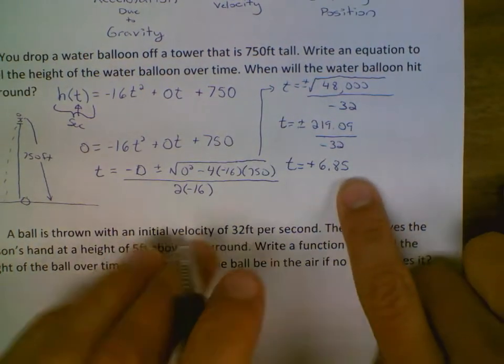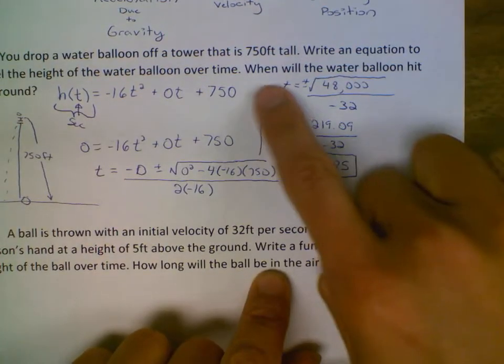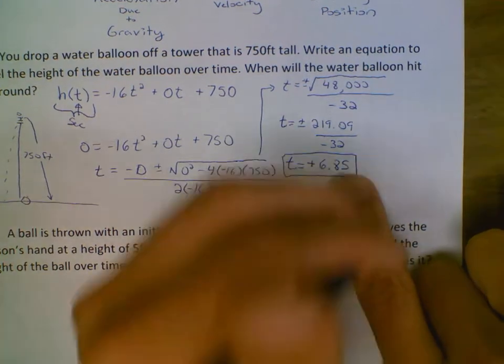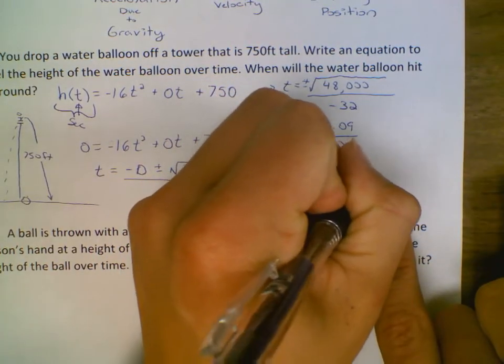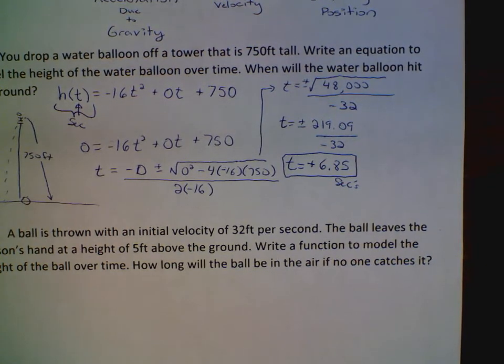Now, this is our time that it takes for it to hit the ground. So this is the answer to this problem. When will the water balloon hit the ground? It's going to be 6.85 seconds. Okay. All right, let's go ahead and look at another example of doing this.